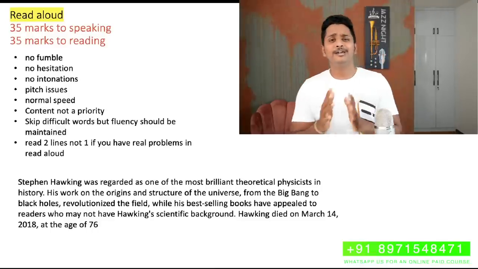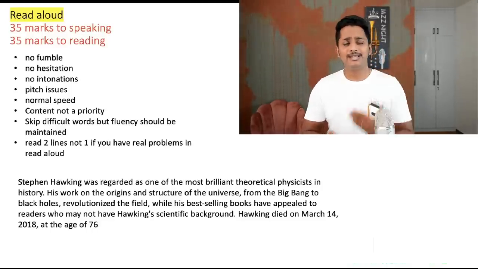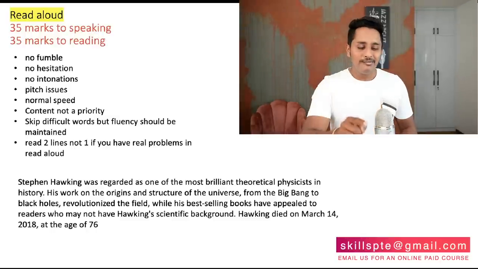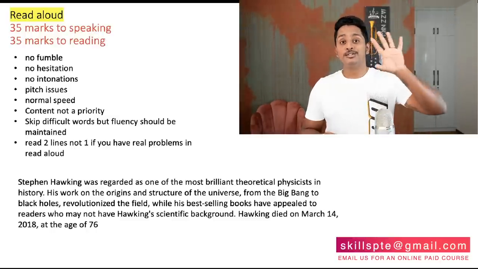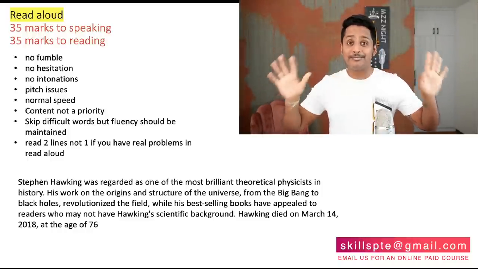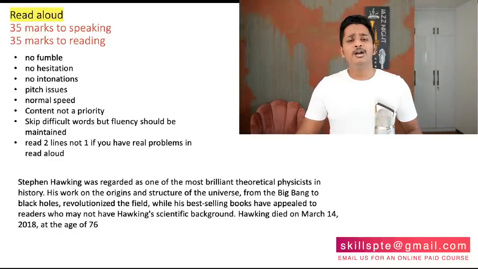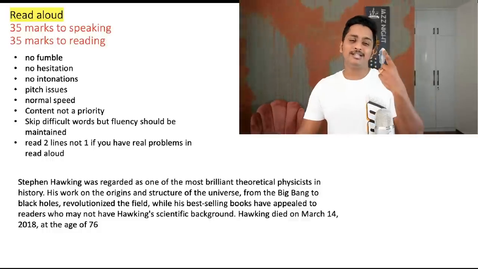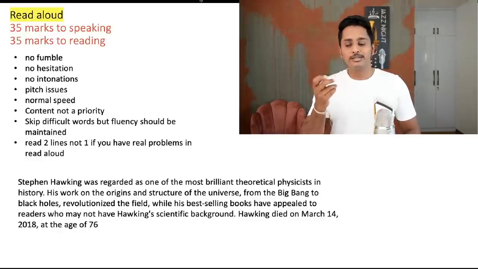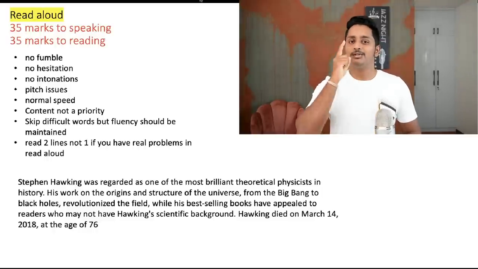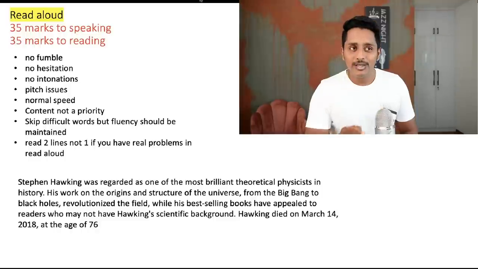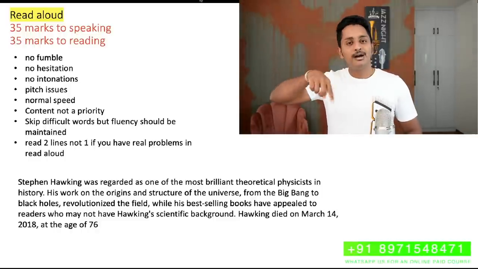Okay, so let's start with the very first module in PTE speaking called Read Aloud. 90% of the people have problems here. This module contributes 35 marks towards your speaking, and 35 marks towards your reading separately. So it's the most important module, with important tips and tricks. The very first thing is don't fumble. If you fumble or hesitate even once, you would lose 2-3 marks. Be very careful. Have proper intonation, which means don't speak up and down.